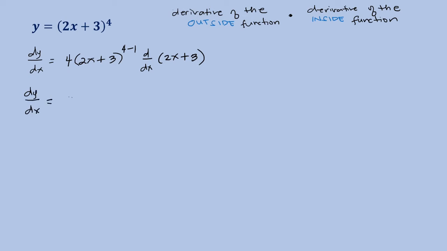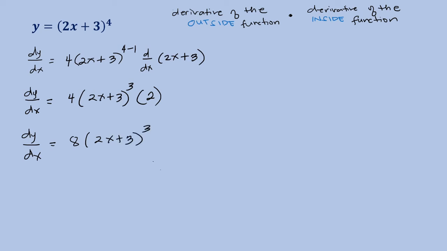So the derivative would be 4, and then we have 2x plus 3 raised to 3. The derivative of 2x plus 3 is 2. To simplify, we have 4 times 2, and that would be 8. And we have 2x plus 3 raised to 3. So this is the derivative of the fourth power of 2x plus 3.